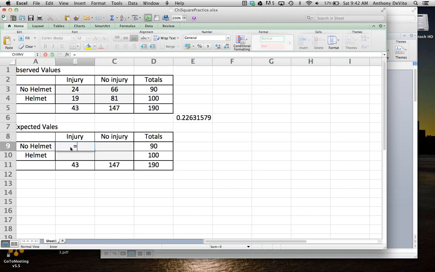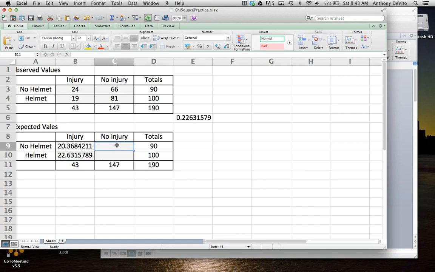So I'm going to just put that into here. Equals 22% times 90. Okay, and how about people that wore helmets? 100 people wore helmets, right? So in that group, I would expect 22% of 100 to have a head injury. And if you add these two together, you'll find that you wind up at 43. That's kind of a check for what you've done. You know that you got the total 43. You did something right there.